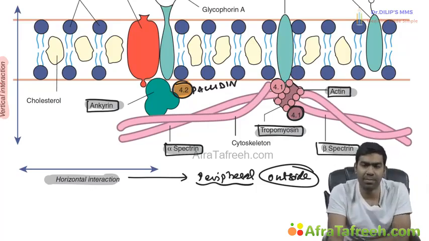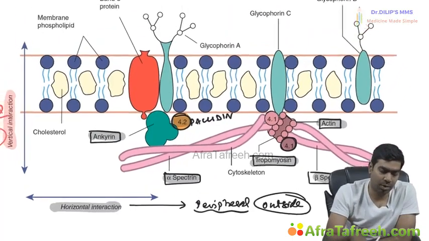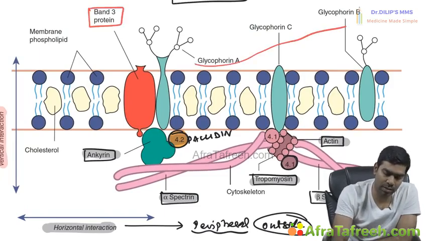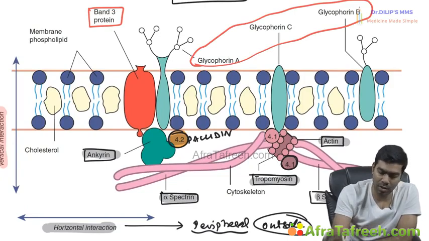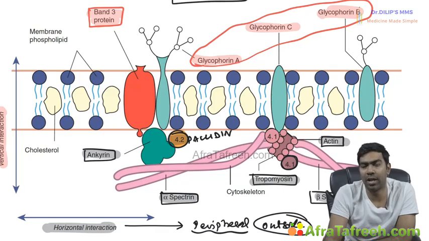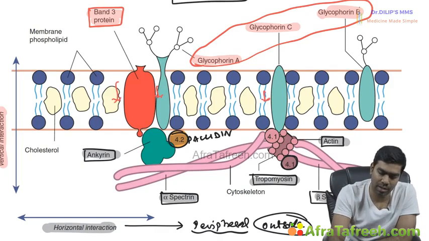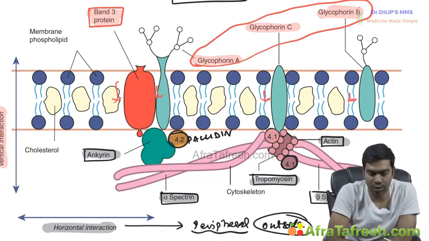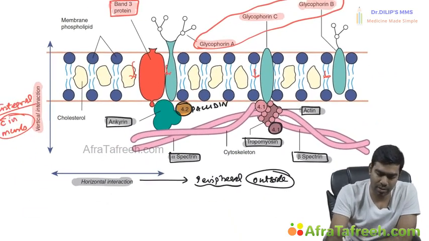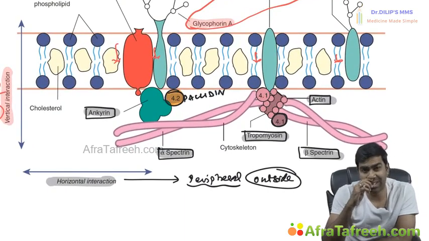If you ask me what the integral proteins are, I can tell two things. One is the band 3 protein group and the second one is the glycophorin group. This is glycophorin A, B, C, that's the glycophorin group, and this band 3 protein is an anion transport protein. So these are the two proteins that form the integral component of the RBC membrane. These are the integral proteins which are embedded within the RBC membrane. Now if you ask me one more question, what is the structure of spectrin?